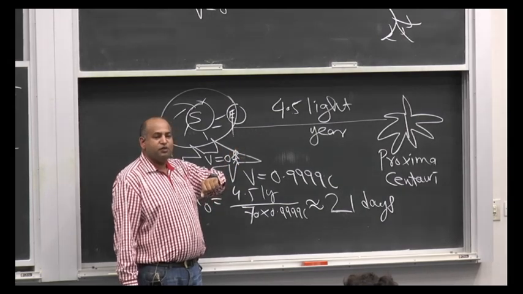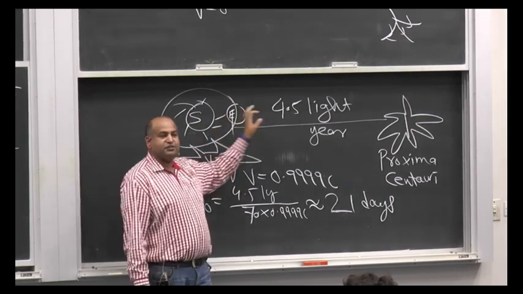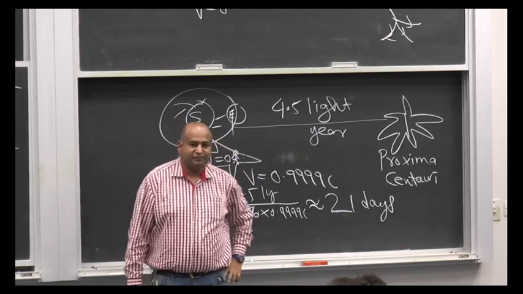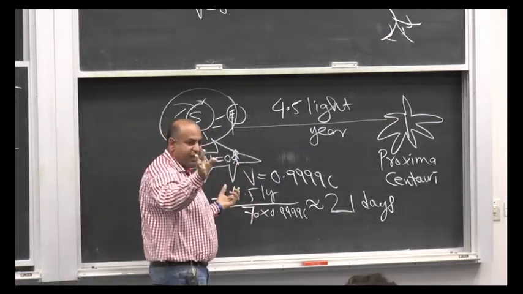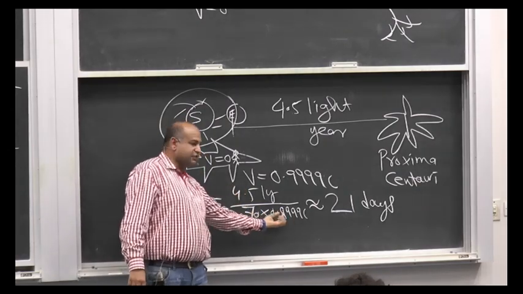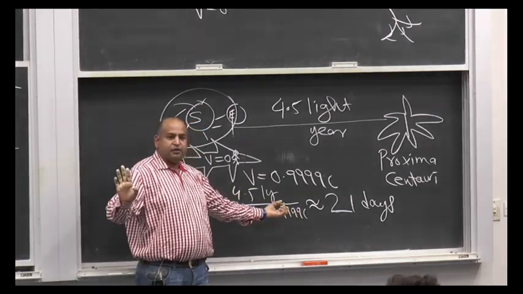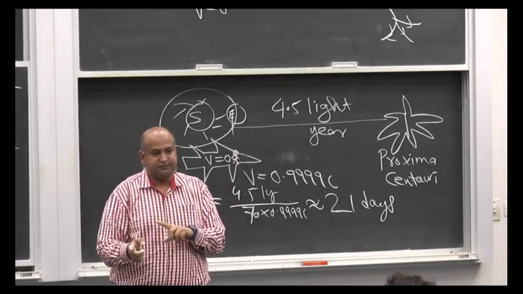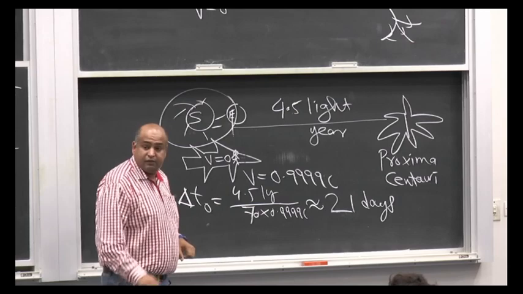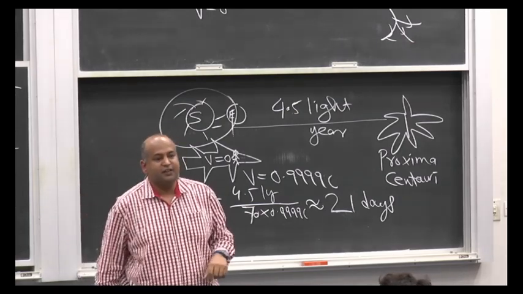How long do you think the people on Earth would think that you have been away? Nine years. Because you are going roughly at the speed of light. So the idea of time and length, they are interrelated.